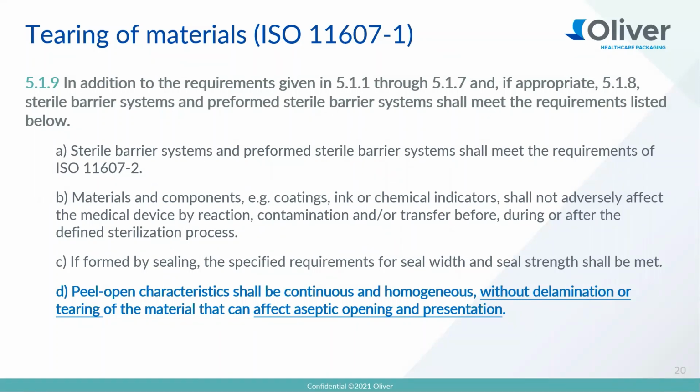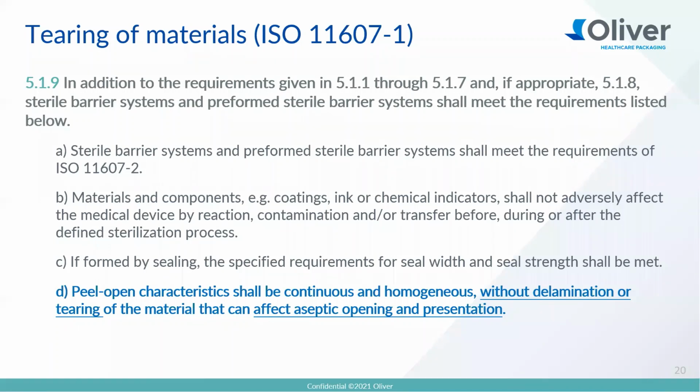Well, in ISO 11607, we like to refer people to ISO 11607 part 5.1.9, section D. And usually when people are concerned about that, they're thinking about this section. In section D, it talks about the peel open characteristics shall be continuous and homogeneous without delamination or tearing of the material. And that's where people stop and don't read the rest of the sentence. That's where they think that it's absolutely not allowed that any kind of tearing of materials happens. But really, if you read the rest of this section, it clarifies when it is acceptable and not acceptable.